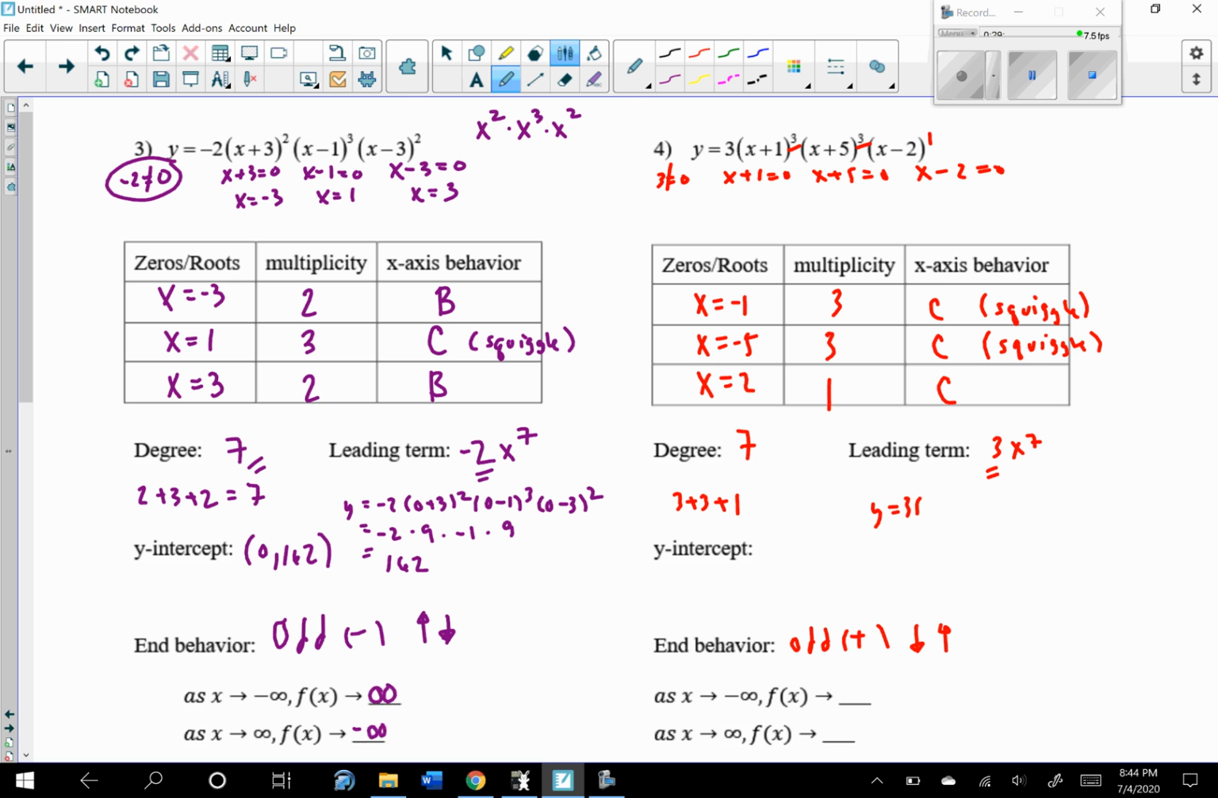So 3 times 0 plus 1 cubed times 0 plus 5 cubed times 0 minus 2 to the first power. When we do that, we get 3 times 1 times 125 times -2, which gives us -750. So (0, -750). The end behavior we know is negative infinity goes to negative infinity because it's going down on the left, and positive infinity goes to positive infinity because it's going up to the right.